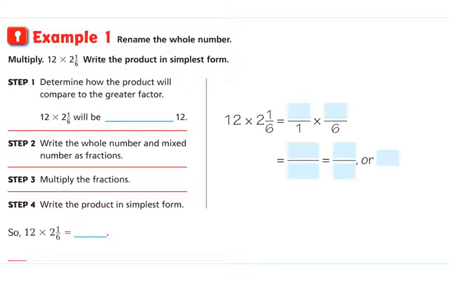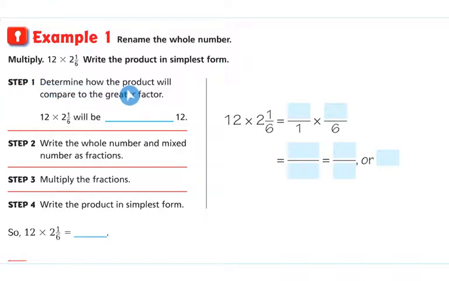Now we're going to go on to example 1 for these particular problems. In example 1, we're going to rename the whole number. That's another way that we could solve these types of problems, boys and girls. It says multiply 12 times 2 and 1/6. Write the product in simplest form.